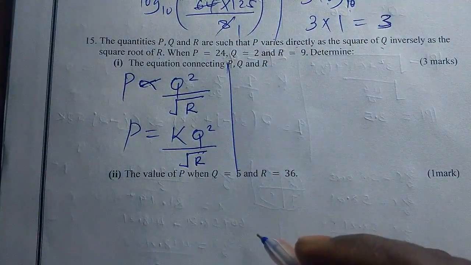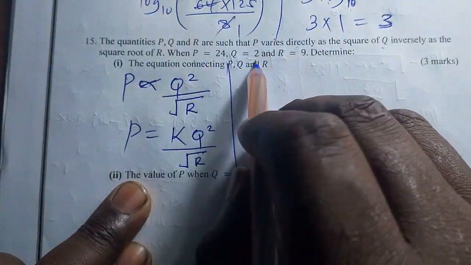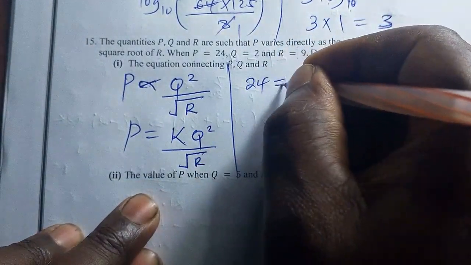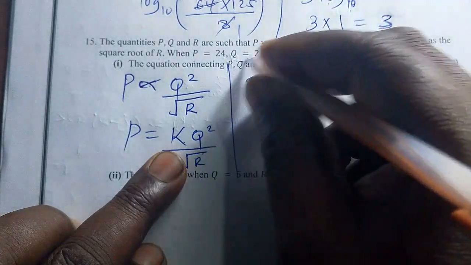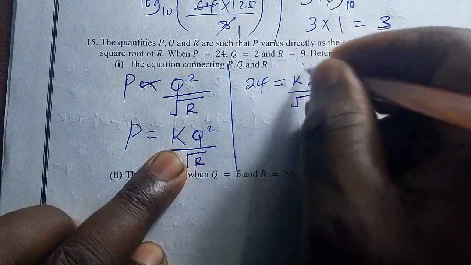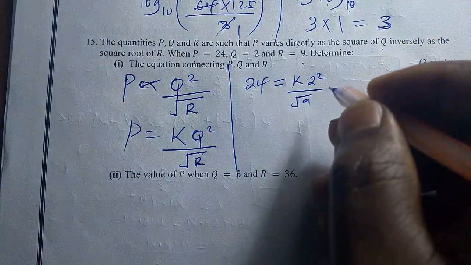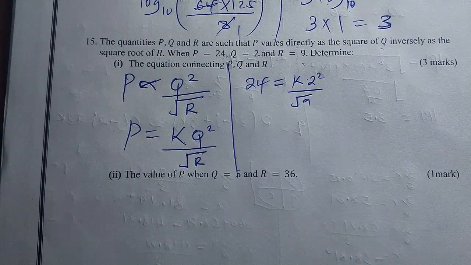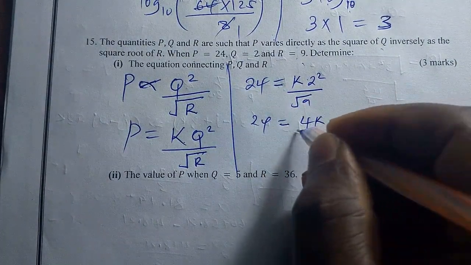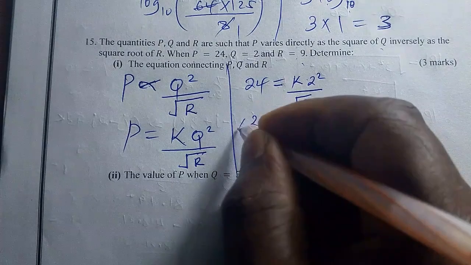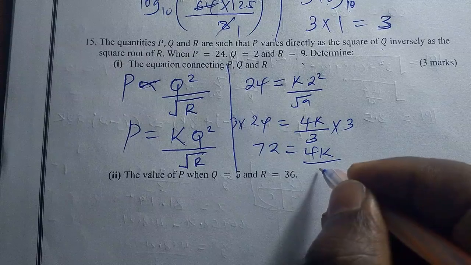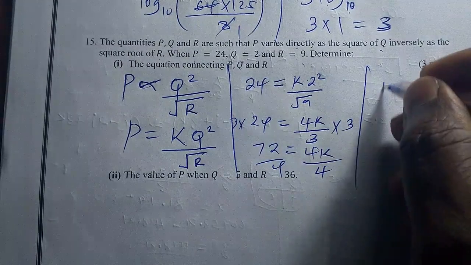So when P is 24, Q is 2, R is 9, now we can get the value of K. 24 is equal to K, Q is 2, that is 2 squared over the square root of 9. So 24 is equal to 4K over 3. Times 3, 72 is equal to 4K, divided by 4 on both sides. It means that K is equal to 18.